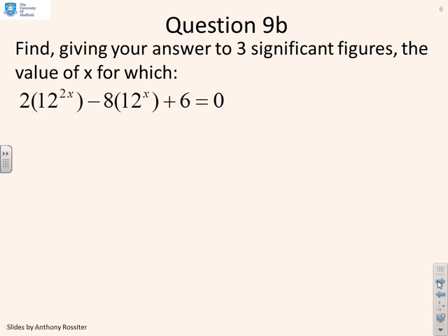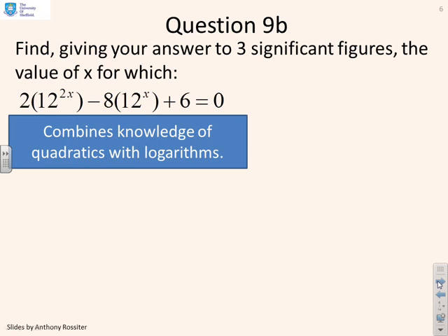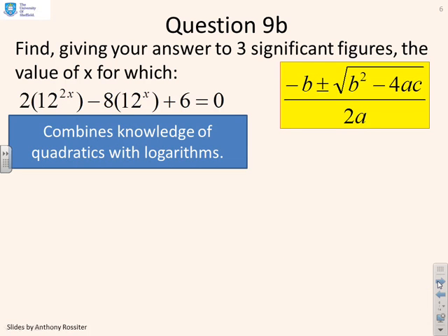A similar question, just to make sure that you've got the theme. What if you get something like this? So 2 times 12 to the 2x minus 8 times 12 to the x plus 6 equals 0. Clearly again, this is a quadratic in 12 to the x. And because it's a power function, we think, well, I might need quadratics, and I might also need logarithms. So what am I going to do? Well, first of all, I'm going to write something like z equals 12 to the x, and then this quadratic becomes 2z squared minus 8z plus 6 equals 0.